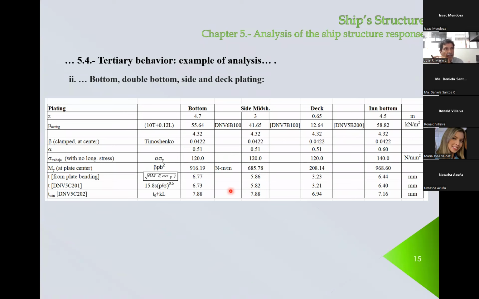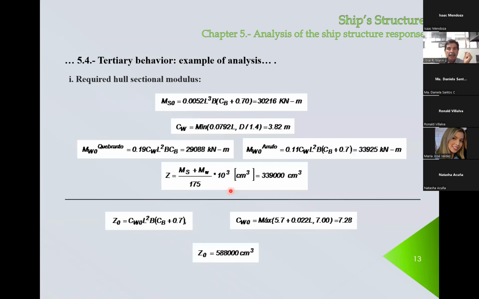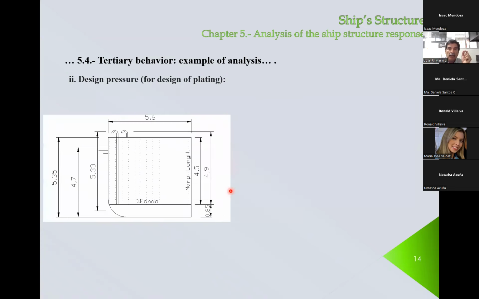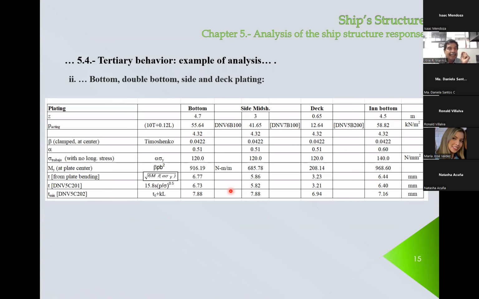Now, with these values, we could go on and try to determine the sectional inertia of the ship. Okay, we have calculated the minimum value, which is this 588,000 cubic centimeters. In this, we have selected the thicknesses. Now we put this section and we can calculate the sectional inertia. And this is not adequate, we have to increase. For example, let's check.